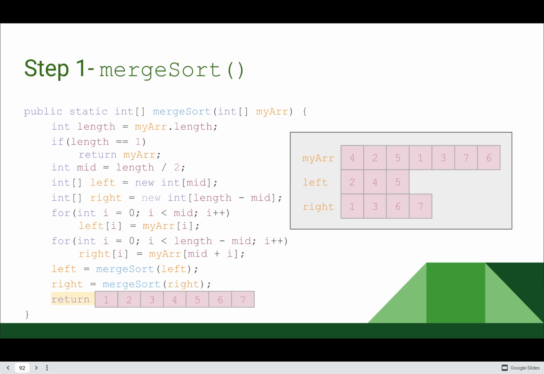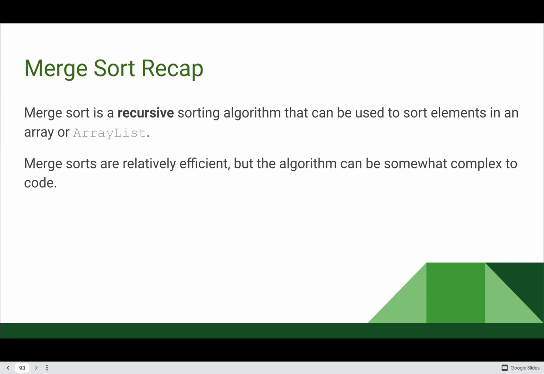Just a bit. So, recap of merge sort. Merge sort is a recursive sorting algorithm that can be used to sort elements in an array or an array list. Now, they're very efficient, but it can be, like we just said, somewhat complex to code. It's more complex than doing swaps within a single array. Lots of splitting, lots of merging together.